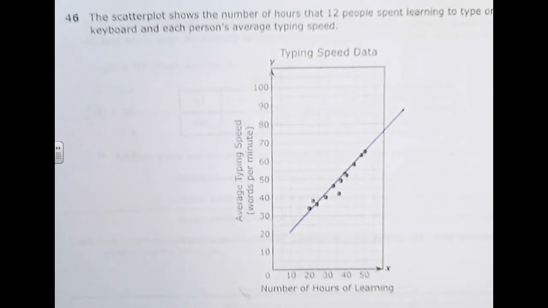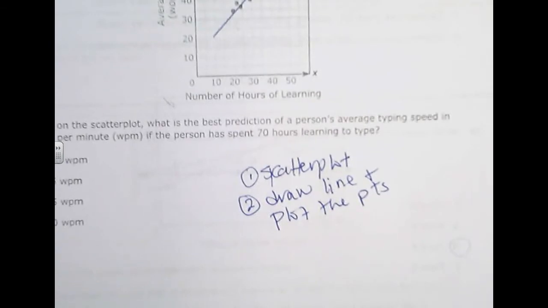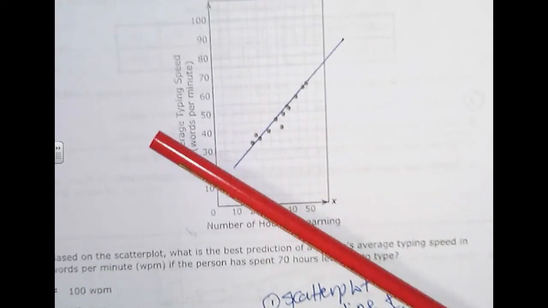I'm going to put scatter plot, SC, scatter plot. And I think our number two should be drawing a line and plot the points. So there's my 1, 2, 3s. So it's a scatter plot. I know that I should draw a line, best fit, and I should plot the points from choices A, B, C, D. Now, I don't have a ruler on this math test, but I get an extra pencil, a math pencil actually, so I use that. Is it perfect? No. It's not bad though.